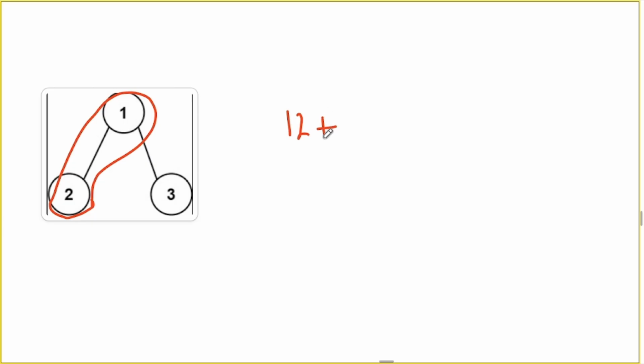Then in the next path, we have 13. So if we add both, we get 25 as the value. So this is the sum from the root to leaf.